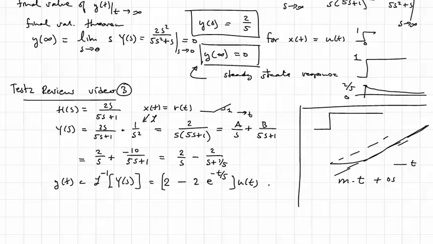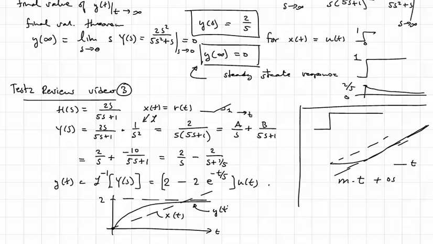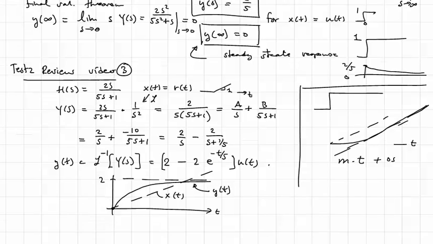So this starts at 0, and it ends up at 2. This is for an input that is going up. This is r(t), our input x(t), and this here is our y(t). If you think about it, it makes good sense that this is what's going on.